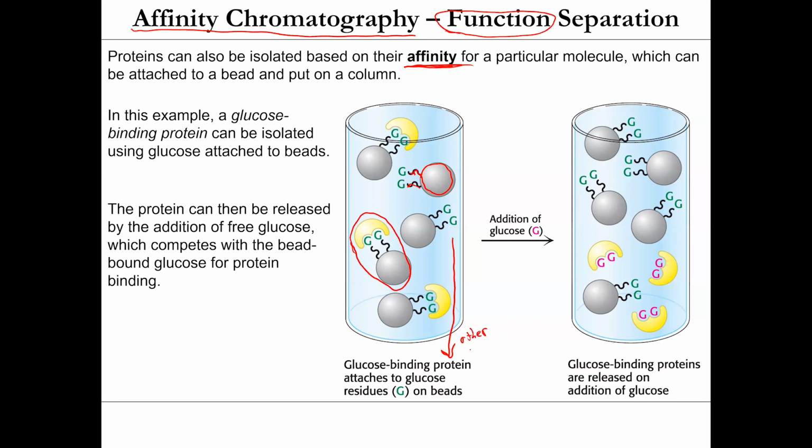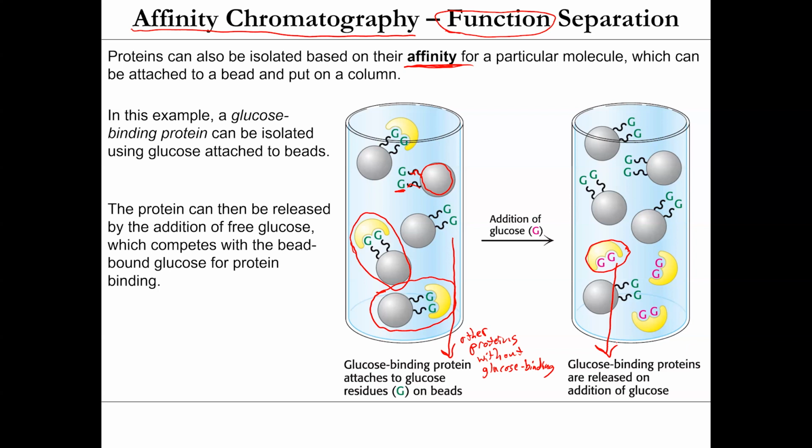So the example that they use here is if you wanted to study a glucose binding protein, you can take beads that are covalently attached to glucose molecules, and then run your mixture, your homogenate, your fraction over this column, and then your protein, because it binds to glucose, is going to bind to these beads, whereas other proteins that don't have glucose binding ability are going to flow right through. So once it's stuck to the column, you can release it by just adding free glucose, and then that's going to compete with the beads for binding on your particular protein.